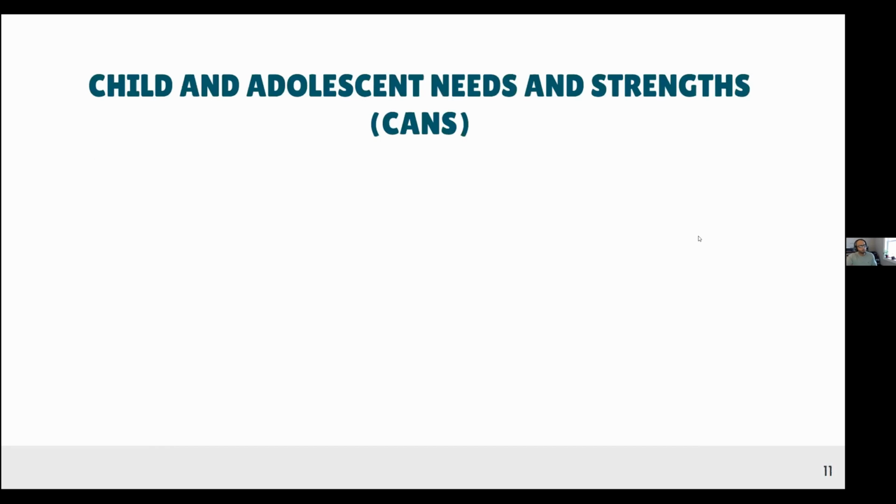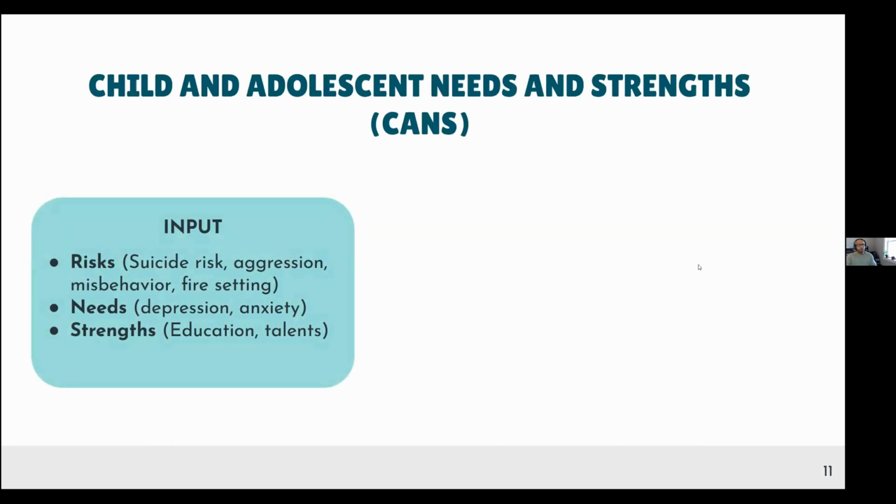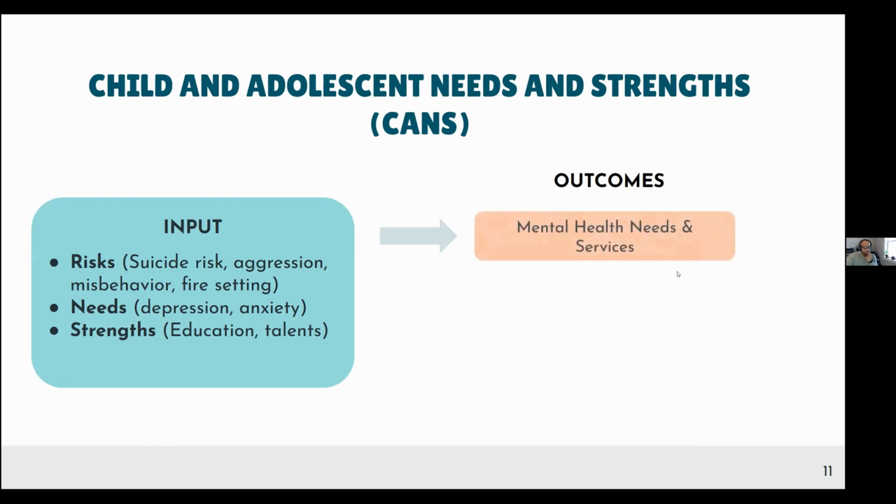So let's talk a little more about CANS. It is used to assess the mental health needs of foster children and make consecutive decisions based off of that. It takes in the following inputs: a child's risk behaviors, a child's needs, and finally their strengths. Based off of these inputs, it assesses a child's level of mental health needs. It's kind of sort of a Likert scale: low, medium, high, moderate, needs immediate attention. And then based on the mental health needs, it recommends services such as individual therapy.